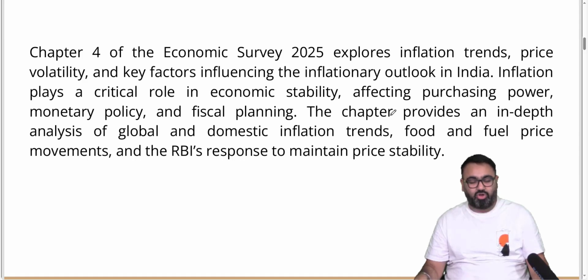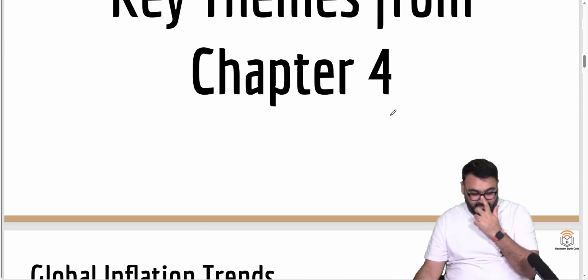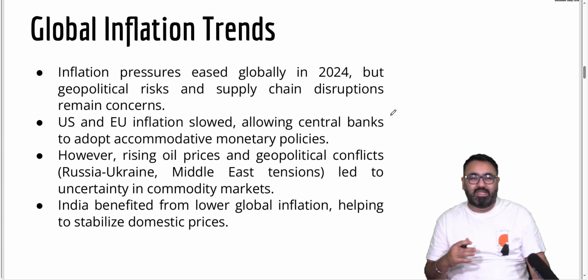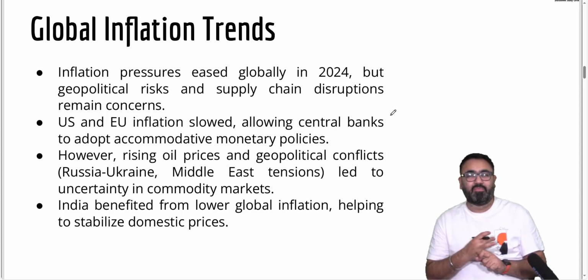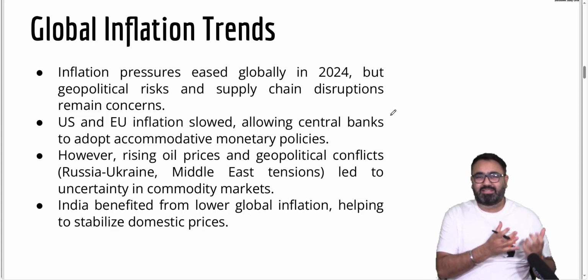So as I said, chapter number 4 talks about all these things. Let's start with the key themes of this chapter. The first one being the global inflation trend. So it talks about how inflation has been globally. Now, inflation in simple definition means increase in the prices of commodities. Now, increase in price of commodities can be due to various things. Number one, there can be a sudden increase in demand, or there can be disruption in the supply chain.